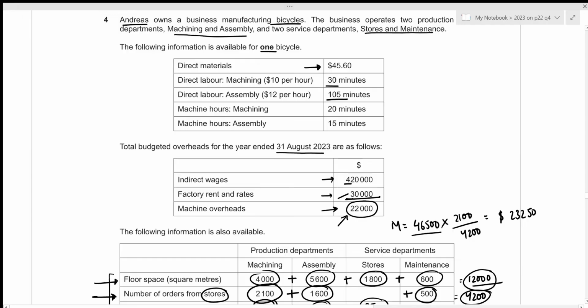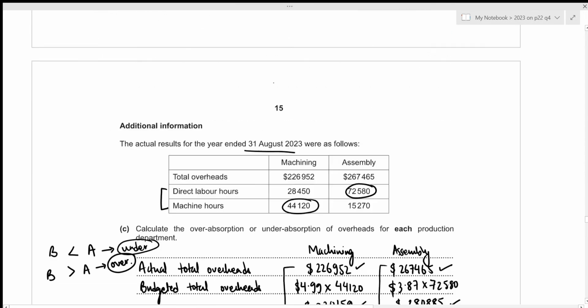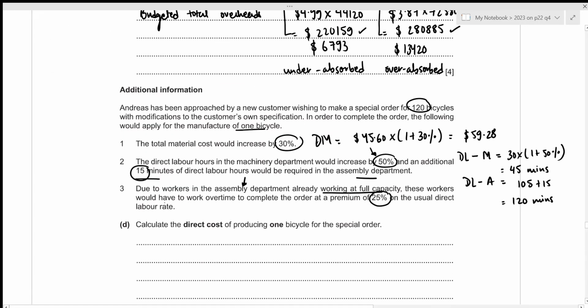Okay, and we're talking about assembly department that has the rate of 12 per hour. We need to increase it. So that's direct labor for the assembly department. It was 12. Now we need to increase it by 25%. So that's just going to be 15 per hour. And this is the basic rate plus the overtime premium.